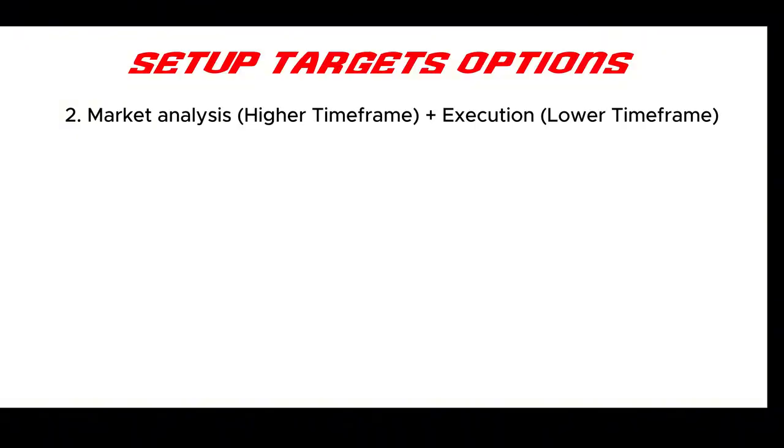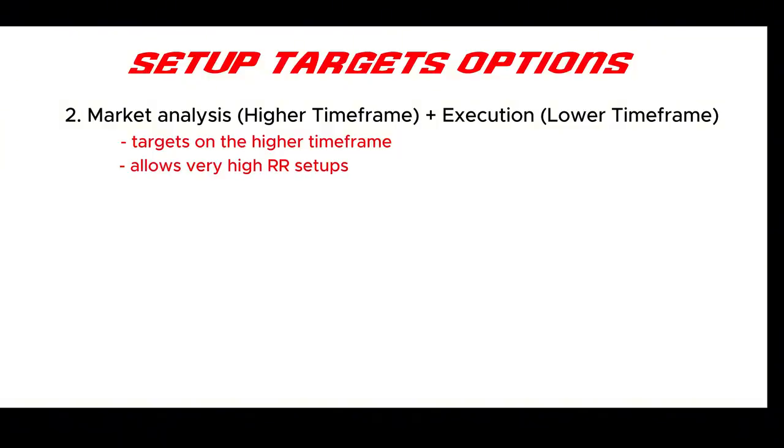The second option is market analysis on the higher time frame and trade execution on a lower time frame, with targets on the higher time frame. This option allows for very high risk to reward ratio setups. However, it is more complex, as you have to do market analysis on the high time frame first, then zoom in on the lower time frame and look for a trading setup there.